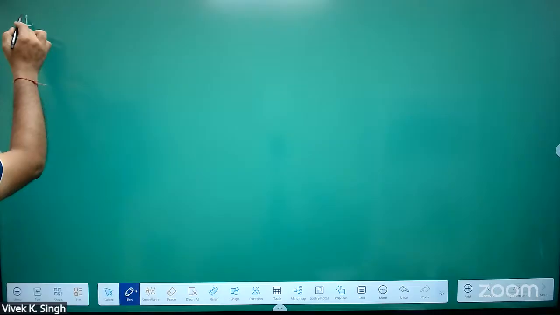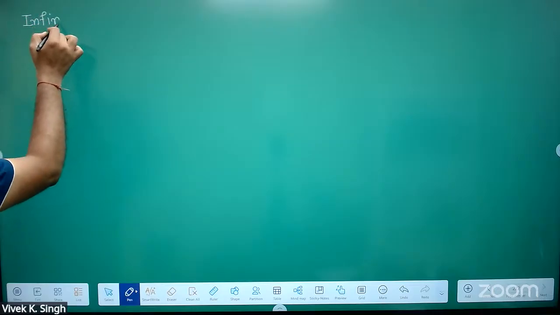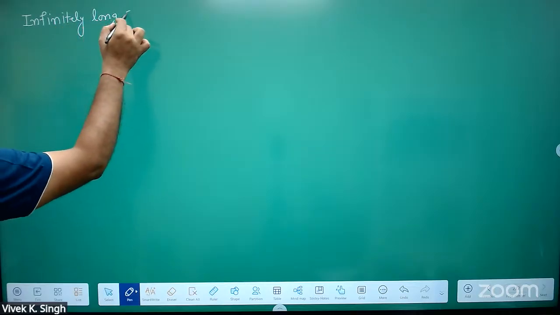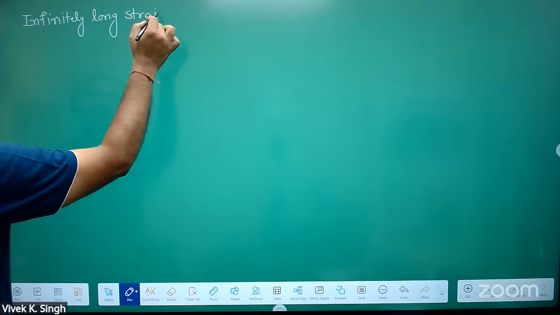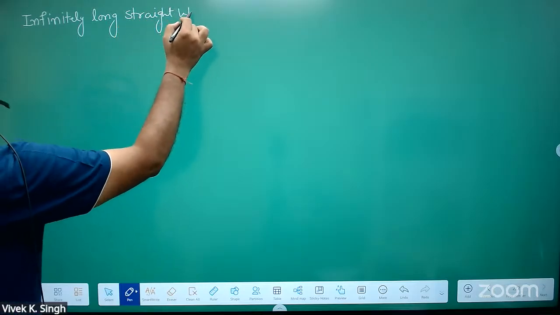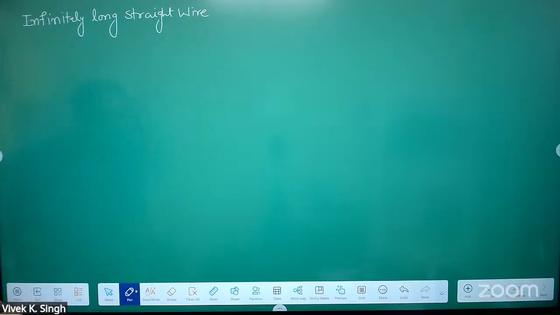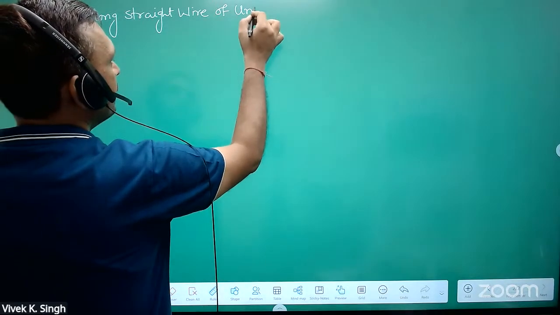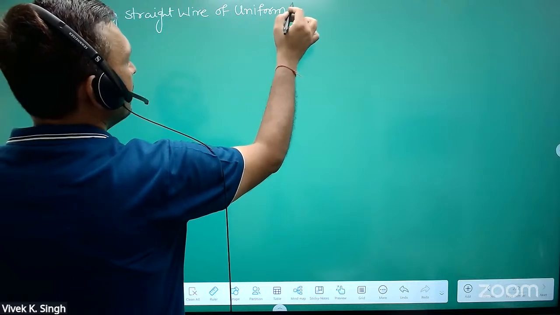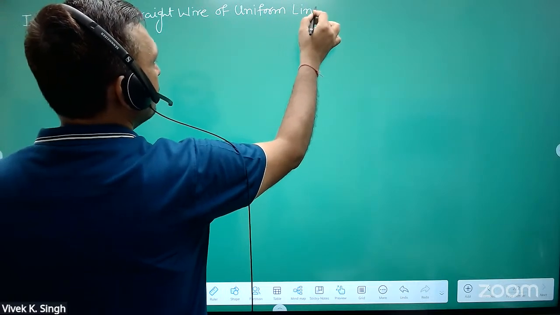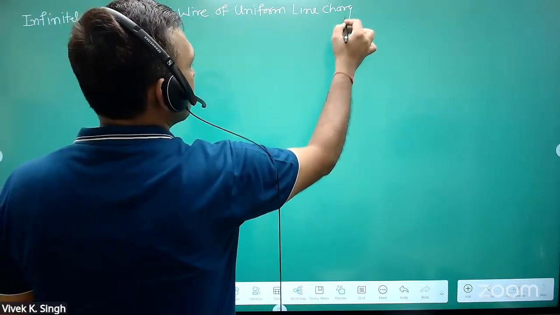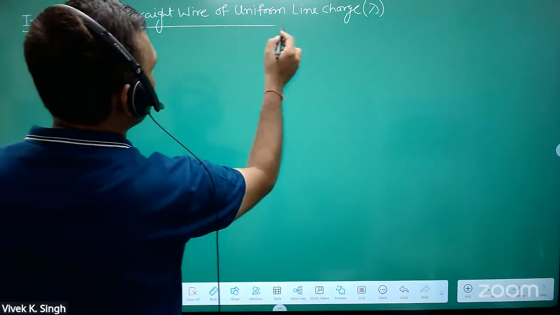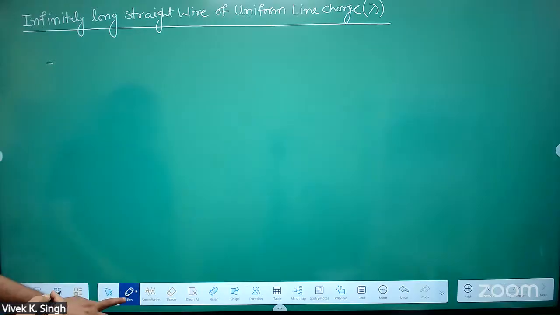We have an infinitely long straight wire of uniform line charge lambda. ठीक है? So what will be the electric field?